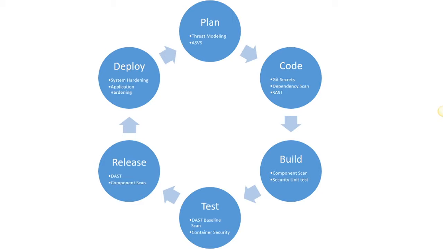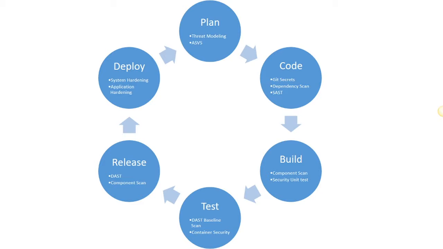Moving to test, we do DAST baseline. We discussed DAST in previous slides, so what is this baseline? We'll talk about that. And also container security. Nowadays, I believe everybody across the world uses containers for handy use, because it's easy to use. So we also need to do container security. Here I wrote container security, but it could be replaced with any other product security you are using instead of containers. It could be virtual boxes or VMs. In the release phase, we do a DAST and a component scan again because we are going to do the stuff again. In the deploy phase, we are going to do system hardening and application hardening.